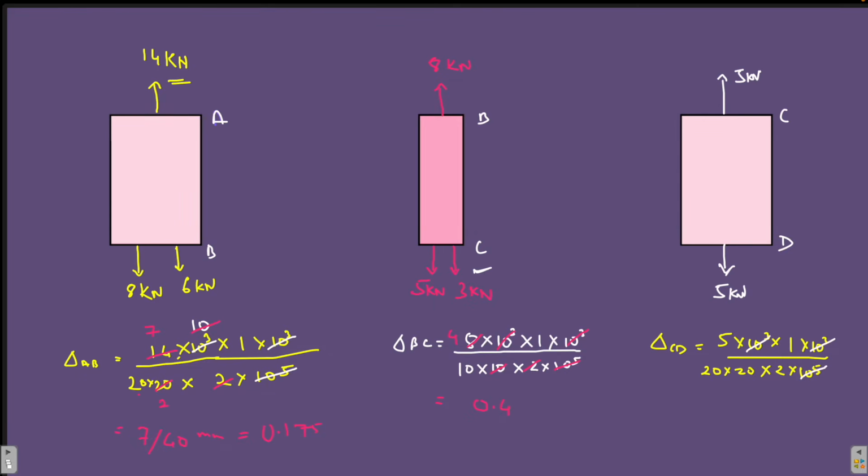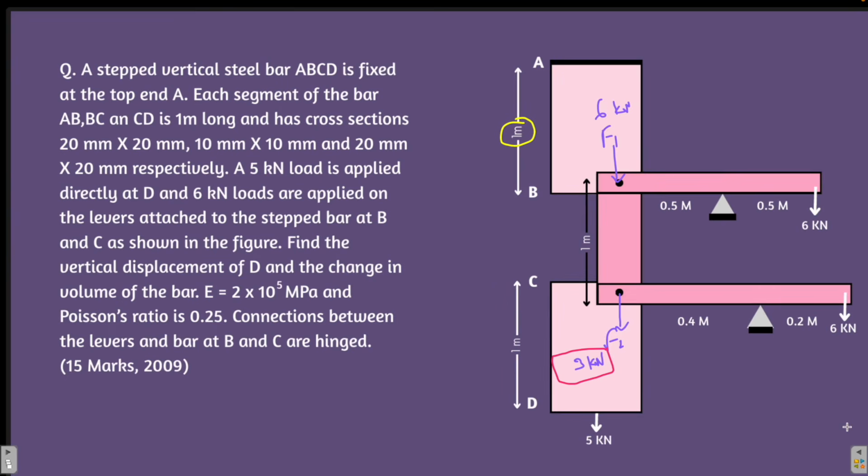So 10 to the power 5. One more 10 we have to cut. So 10 times 2 is 20. Now it will be 5 by 2 twos are 4, twos are 8, 5 by 80. 5 ones are 5, 16 fives are 80. So 1 by 16. How much is 1 by 16? In decimals, 1 by 16 is 0.0625. So this is the elongation of bar CD, right? If you add all the three elongations, what are you going to get? You are going to get the deflection of point D.